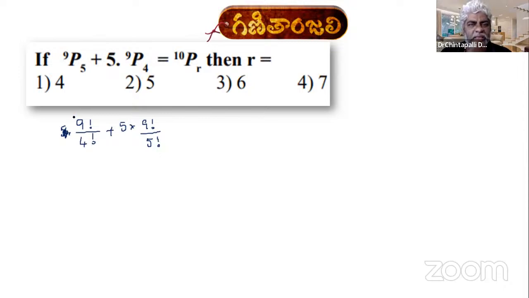nPr is equal to n factorial by (n minus r) factorial. So it's 9 factorial by 4 factorial plus the same 5. We'll get the same: 9 factorial by 4 factorial, 9 factorial by 4 factorial, same. 9 factorial by 4 factorial plus 9 factorial. It should be 10Pr. 10Pr means 10 factorial by something. Okay, we will do it later. I will check for correction.